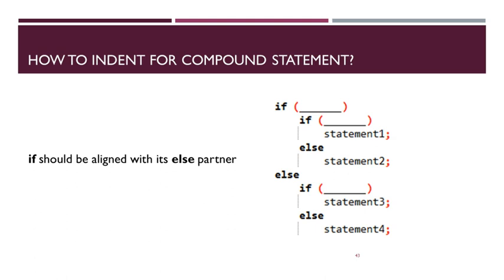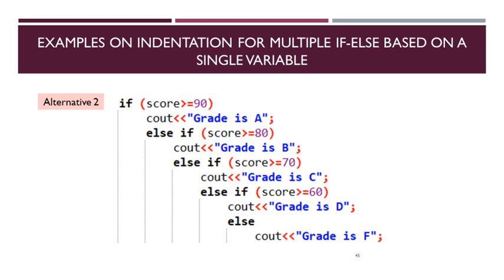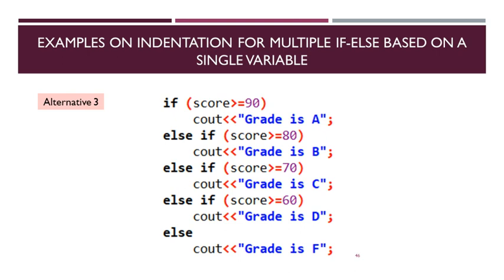Next, there are 3 alternatives that show the indentation for multiple if-else based on a single variable. This is the first alternative, as you can see. The second alternative, and then this one is the third alternative. It is dependent on you. There is no right and no wrong.